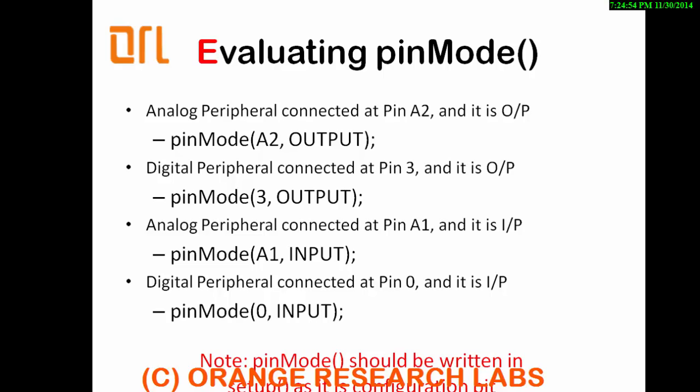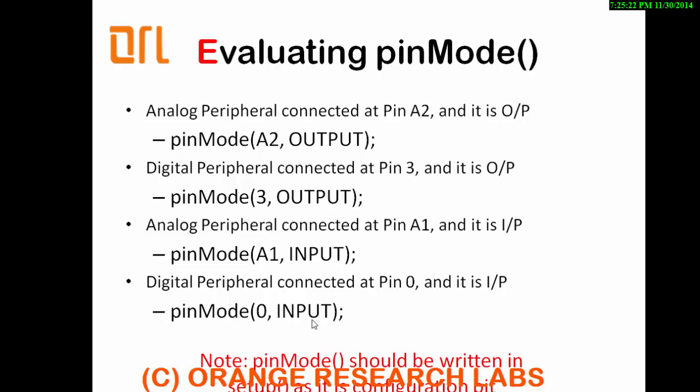Clear? Next, an analog peripheral is connected to pin number A1 and it is input. An analog peripheral should always be connected to analog IO lines. To which pin is it connected? Pin number A1. So here you need to pass A1 comma, and since it is input you need to write INPUT. A digital peripheral is connected to pin number 0 and it is input. So what do you need to write here? 0 comma INPUT. pinMode should be written inside setup because it is a configuration bit.